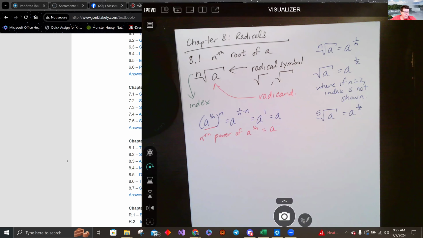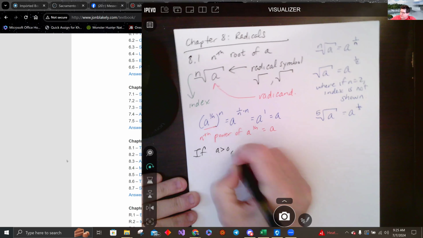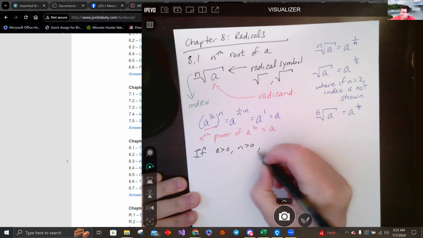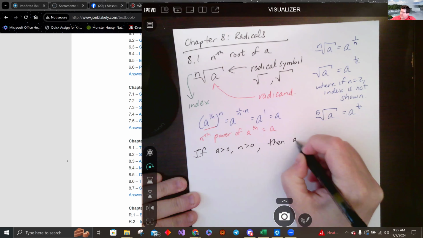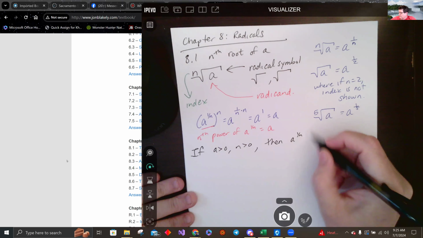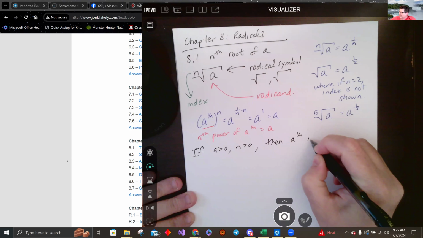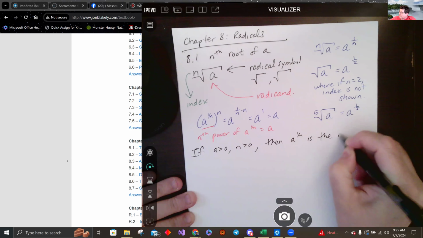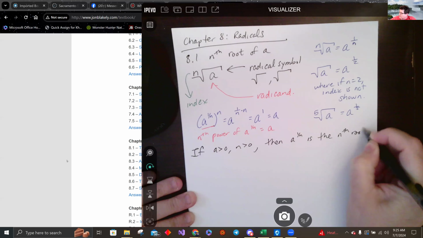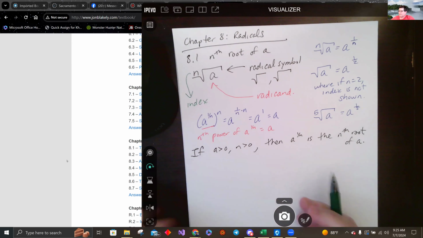How does it work? If A is greater than 0 and N is greater than 0, then A to the 1 over N power, these are required also for this, A to the 1 over N is the nth root of A. And let's just look at a couple examples.